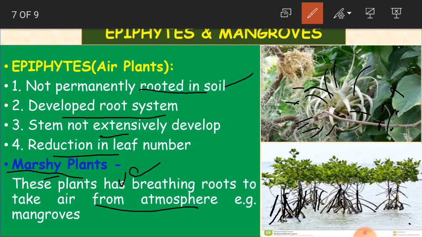Okay, so that is why we call them breathing roots. These roots of these plants are called breathing roots. Okay children, and these types of plants are grown in marshy areas. For example, mangroves. So this is the picture of mangroves. Okay, clear now?